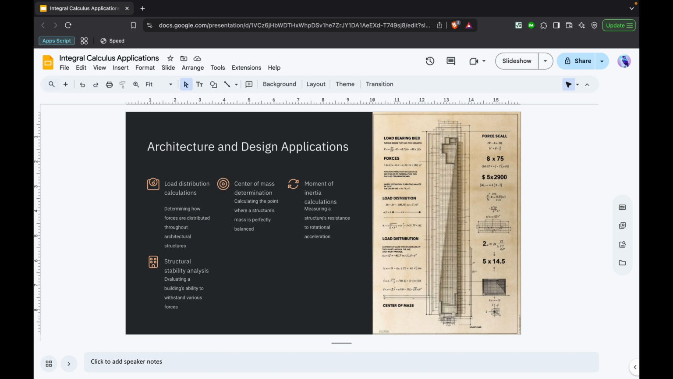Now, moment of inertia is a little bit different, but those two go pretty hand in hand, and center of mass is also sometimes used to figure out moment of inertia. Inertia means resistance to force, and with moment of inertia, we're trying to figure out a structure's resistance to rotational acceleration or torque. The last one is to figure out a building's ability to withstand various forces like earthquakes, tornadoes, tsunamis, or even hurricanes.